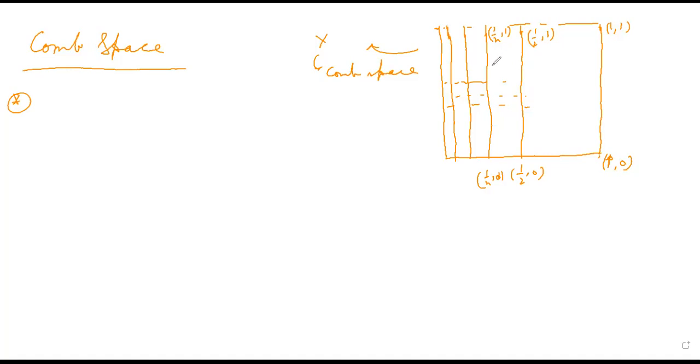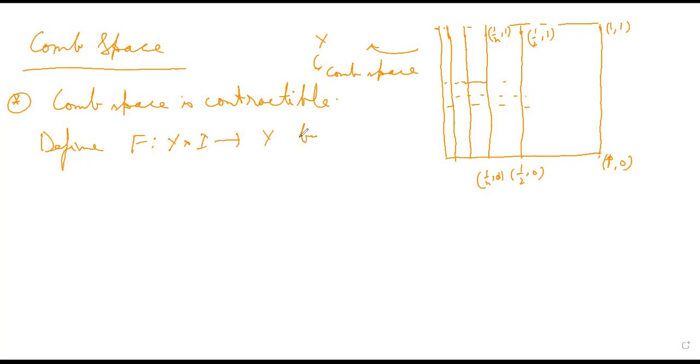This Y is contractible, right? Combi space is contractible. So let me give a definition. Define F from Y cross I to Y by F of x, y, t equal to x, (1 minus t) y, right?